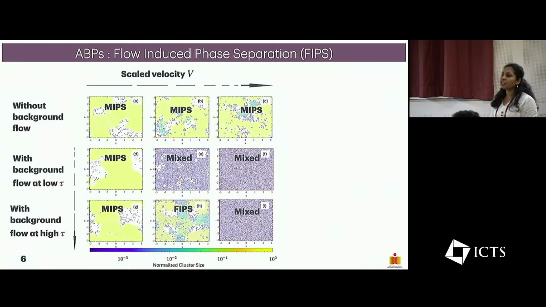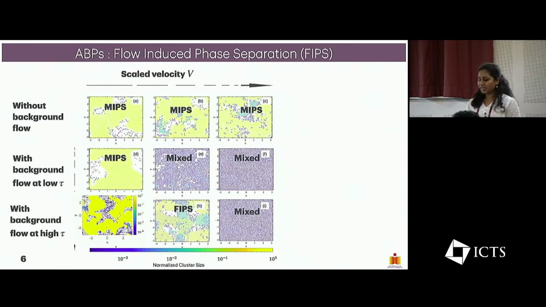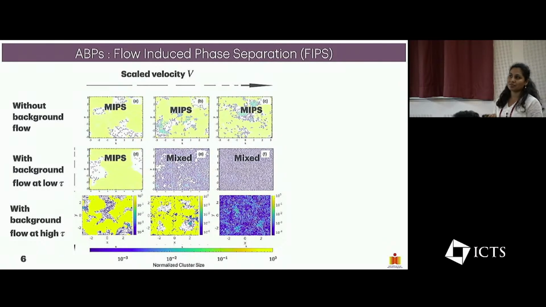The color bar is showing the cluster size. So we are getting MIPS like this. Why is it not? FIPS like this, which is different from the MIPS, and then the next one is the mixed region.